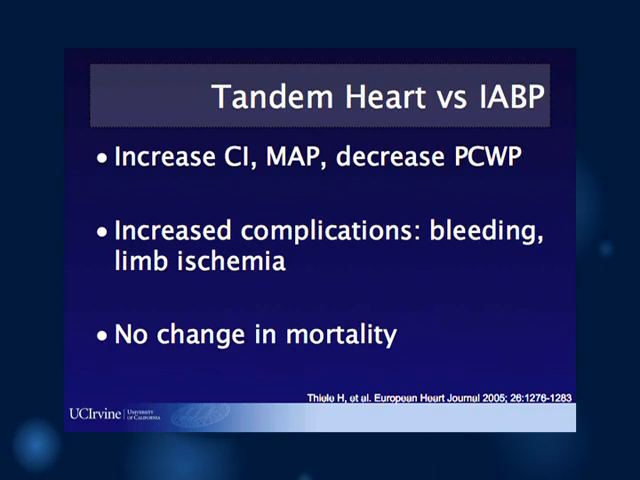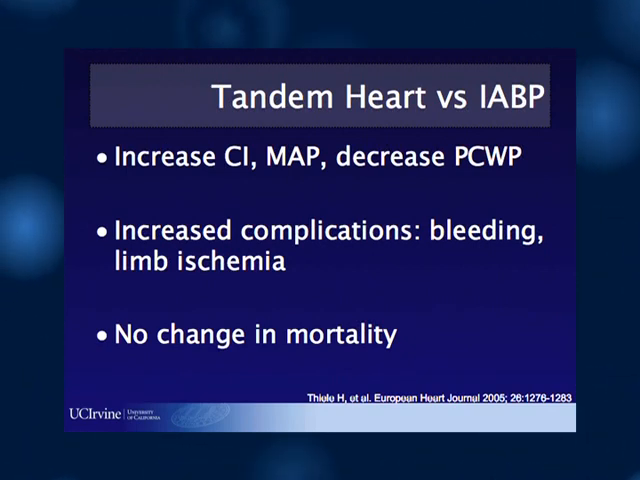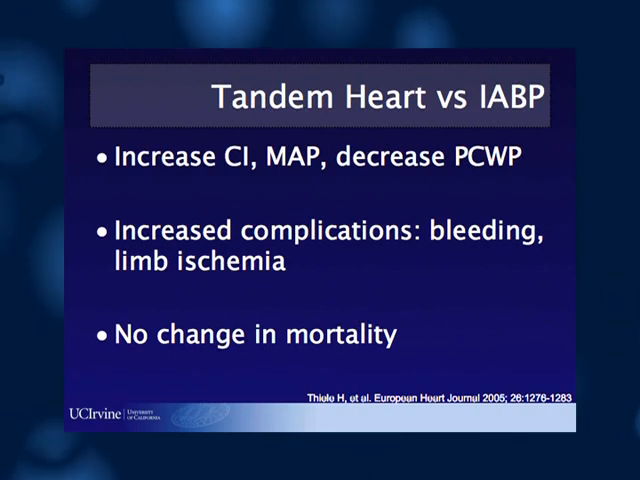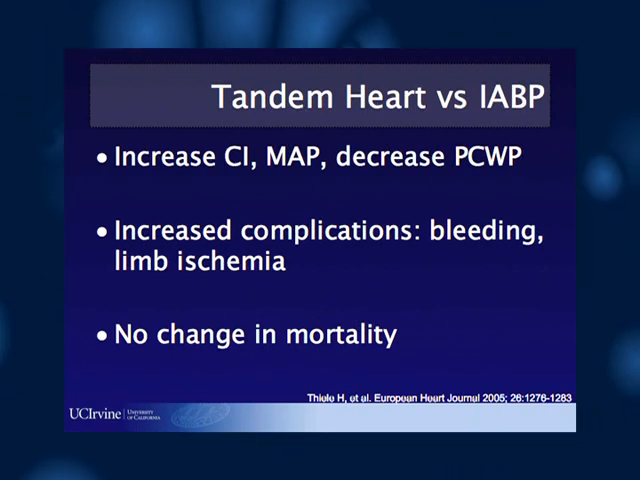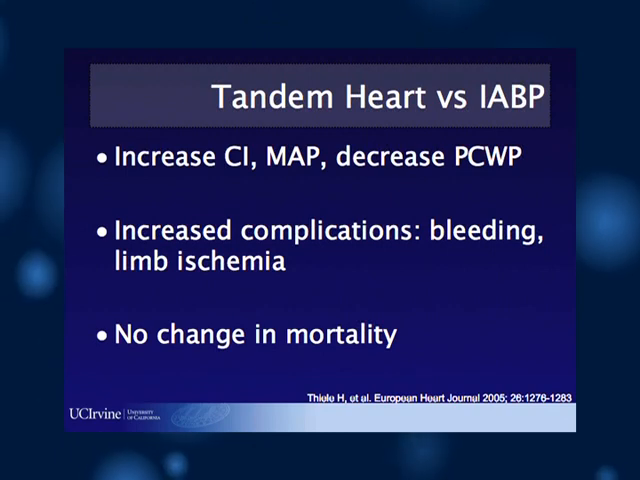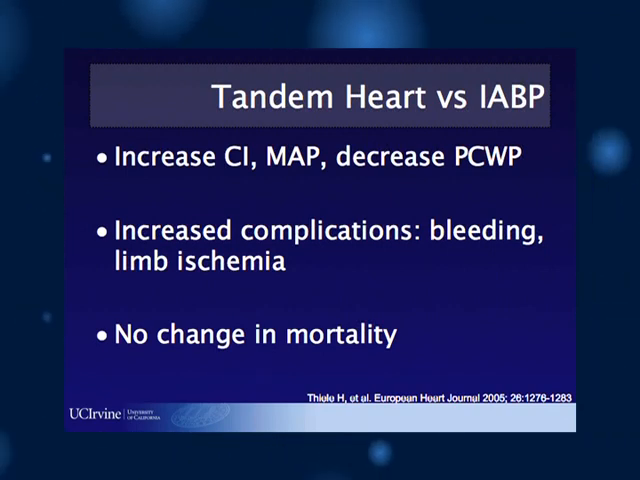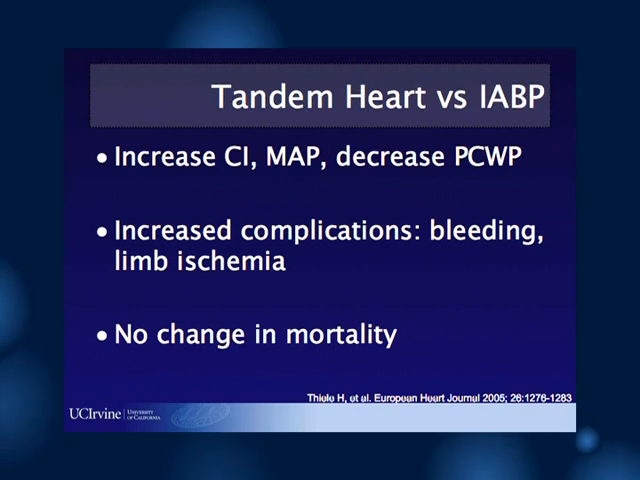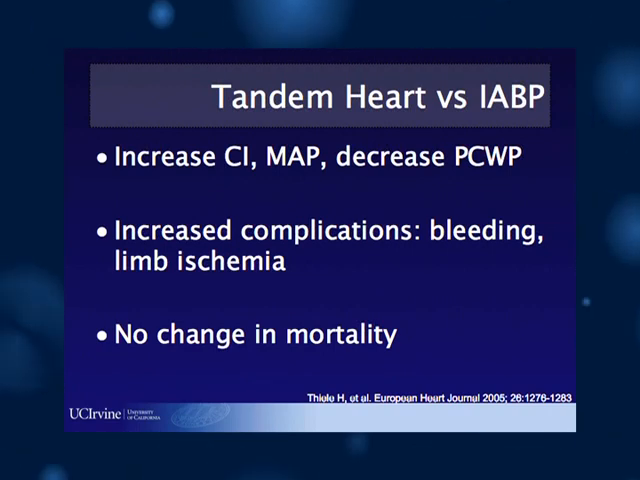Now, the advantages of the tandem heart compared to the intra-aortic balloon pump are several. The tandem heart has a marked increase in cardiac index, mean arterial pressure, and a substantial decrease in pulmonary capillary wedge pressure. However, these improvements occur at the cost of increased complications of bleeding and potential limb ischemia since the cannula are so large. There is no reported benefit in mortality for the use of the tandem heart in our patients. It is a clinical decision whether to employ this in these critically ill individuals.